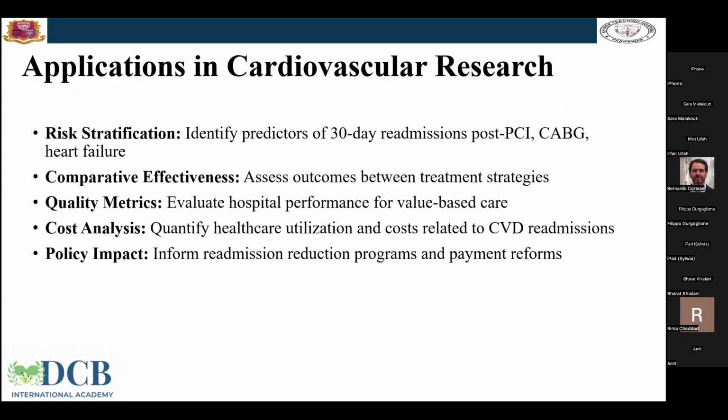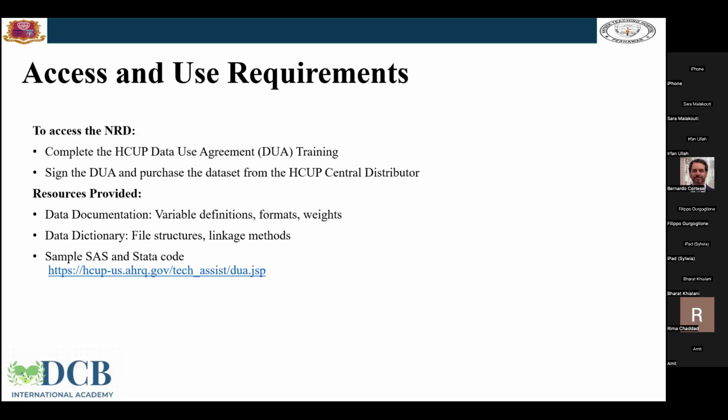Application in cardiovascular research: identify predictors of 30-day readmission. It can be 2-month or 3-month readmission, up to a year of readmission that we can assess. It can also assess outcomes between treatment strategies, evaluate hospital performance for value-based care, quantify healthcare utilization and costs related to cardiovascular readmission, and inform readmission reduction programs and payment reform. So it is a very good database for cardiology and interventional cardiology. Access is required: you need to complete training, sign an agreement, and purchase the data set.